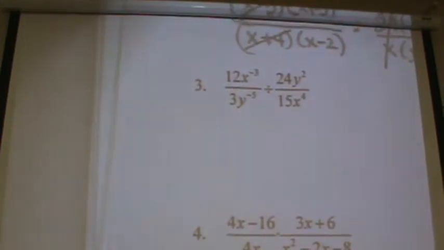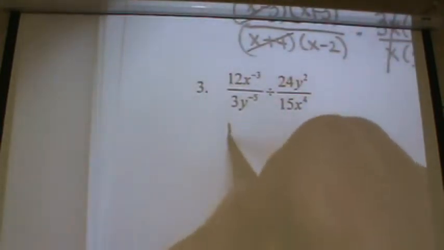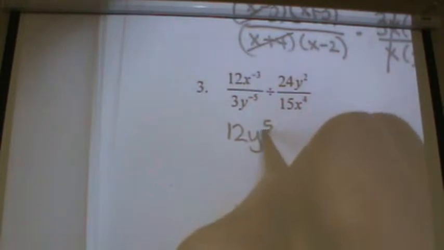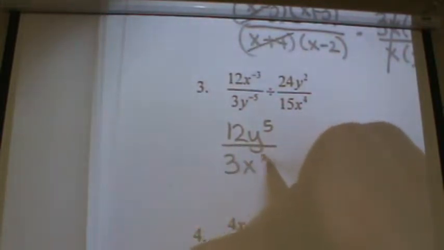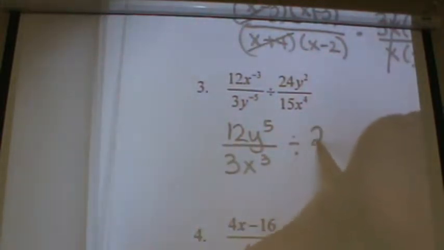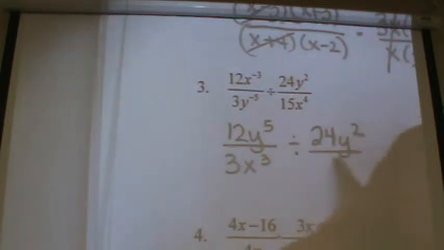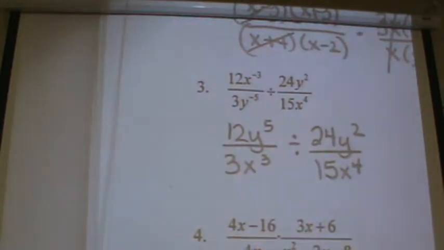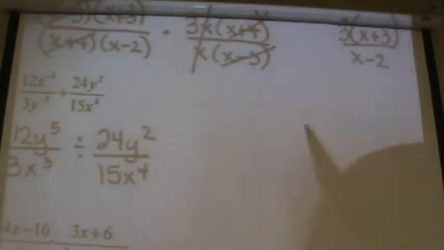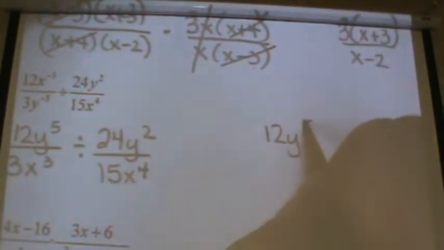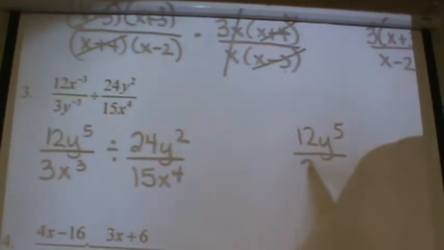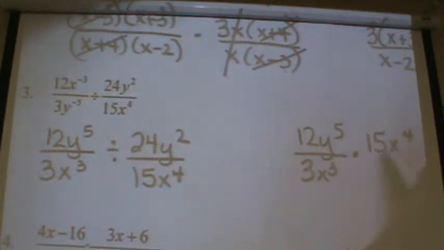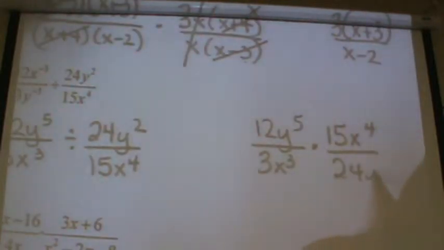Number 3. What should you do with these negative exponents? Switch them. Okay, now what do? Flip and multiply. We're gonna flip. So you have 12y to the 5th over 3x cubed. You're gonna flip this and make it 15x to the 4th over 24y squared.